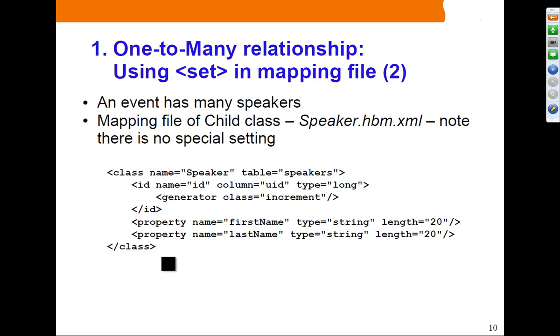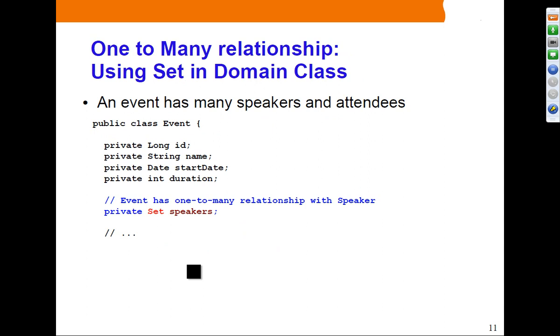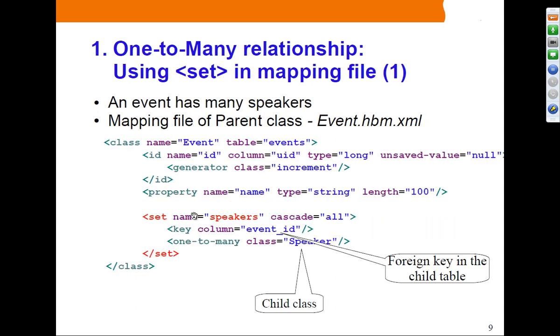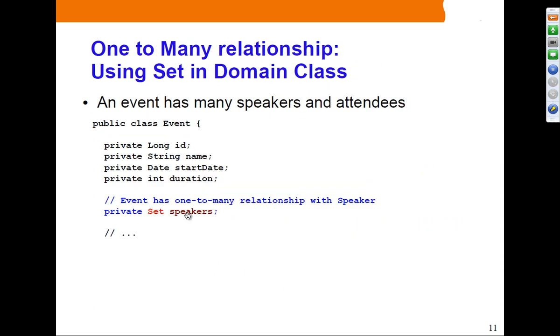As far as the speaker is concerned, there is no special setting required, okay? Because the event class setting already specifies one-to-many. There is nothing you have to do in the speaker mapping file. And in terms of coding, inside of your event class, you are going to have a set of speakers. Okay, so private set speakers, and this field is reflected here. Okay, so the speakers has to be the same as the property value in your Java class. Okay, so the event class has a speakers property. Okay, so that is this guy.